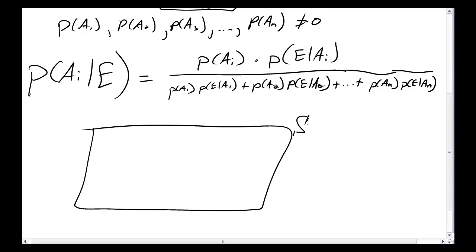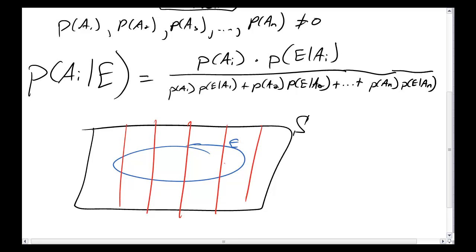Here's my sample space. Here's my event E. Here's my partitions: A1, A2, A3, A4, A5, A6. What's the chance of this one happening if I tell you that I know E has occurred? Well, it's not all this stuff outside. It's all the chance that I'm in A1, or excuse me, A4, and still inside E.